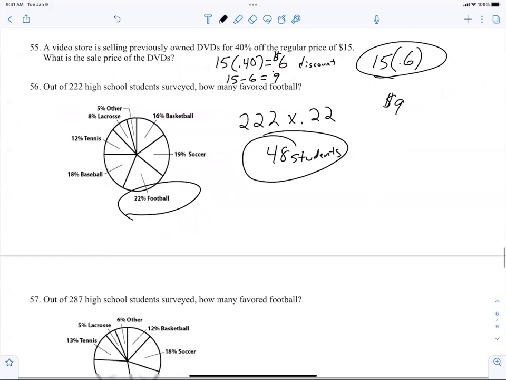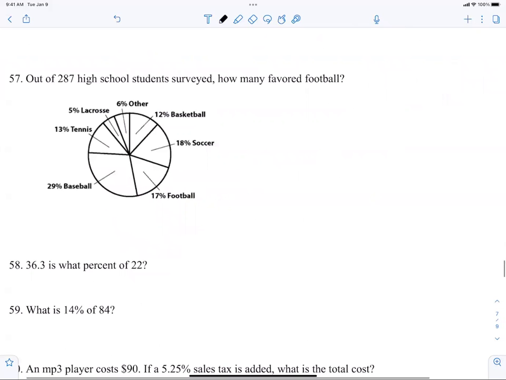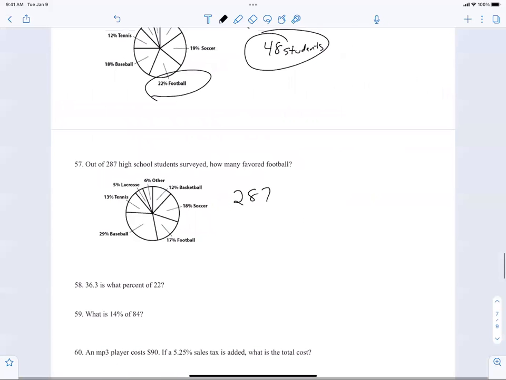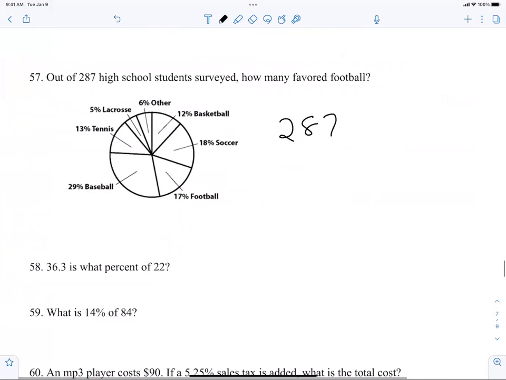All right, let's look at 57. Same thing there, except there are 287. Oh, that was dumb. Football again. So at this school, only what?